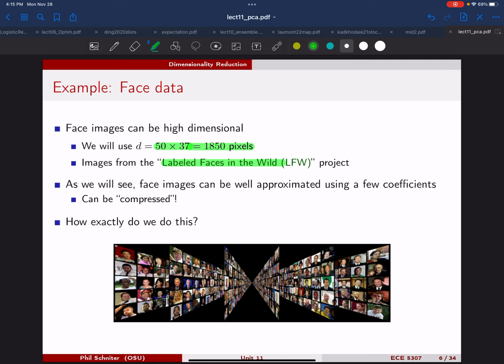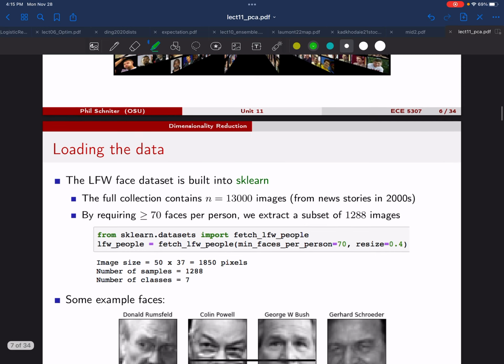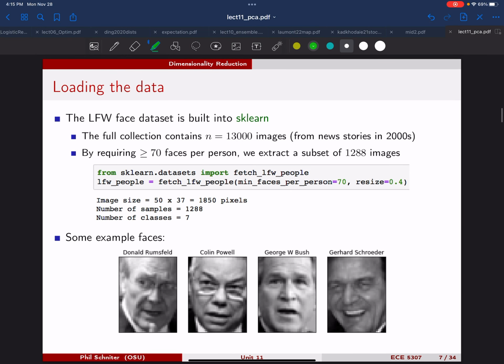There's definitely much more sophisticated ways to do compression, but this is just one example. And then we can also see, this is sort of going to be the data set we're working with. All right, so just a little bit more about the data set.